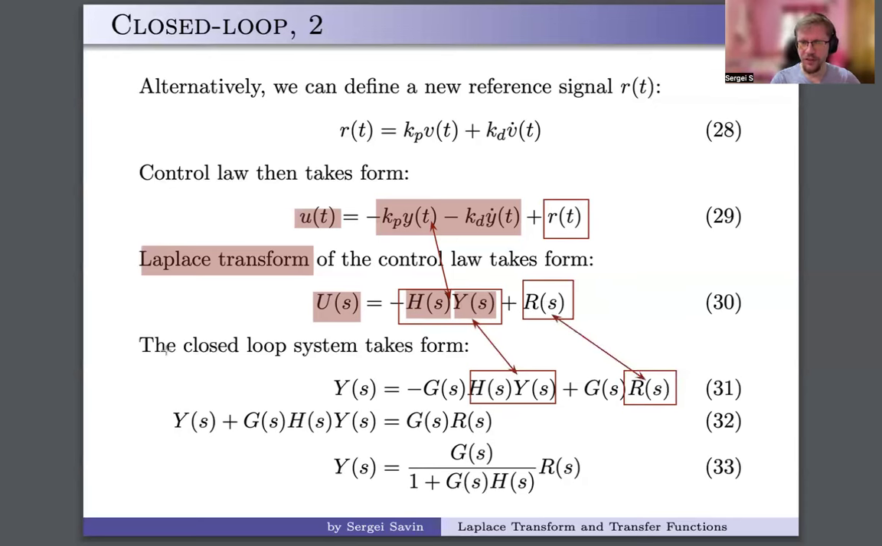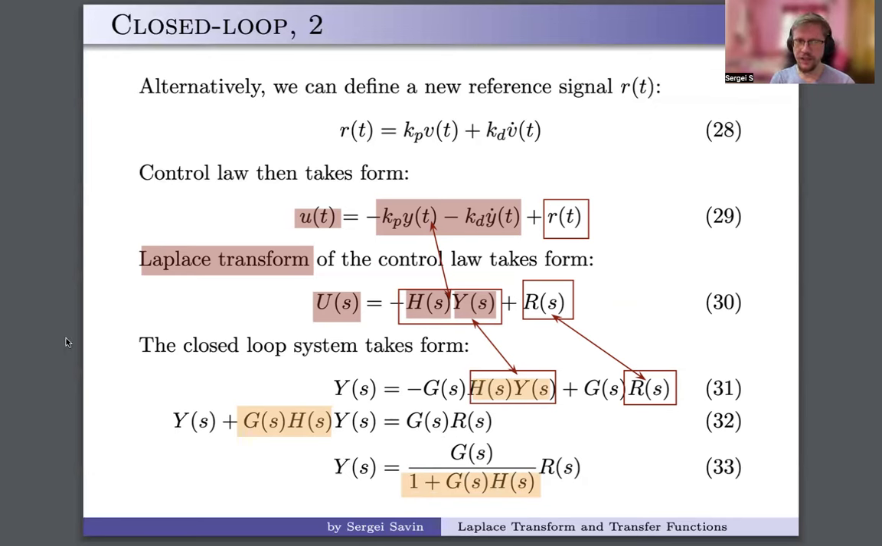Then we bring everything that contains y to the left hand side. I will use a different color. So basically, we bring this to the right hand side. And then we divide by the resulting right hand side part, so 1 plus g times h. And now we have a transfer function that looks different.